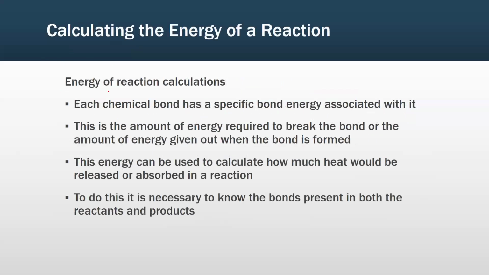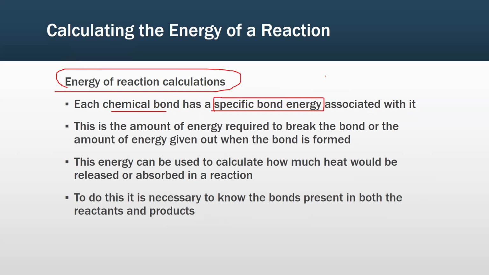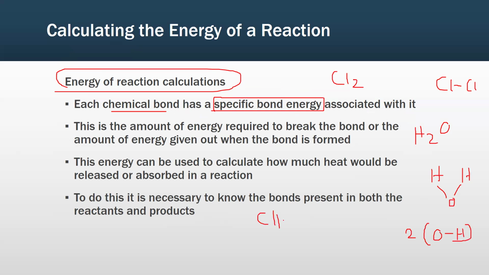So how do we calculate an energy of a reaction? Each chemical bond has a specific bond energy associated with it. ठीक है, for example, chlorine has which bond? Chlorine bond है. For example, अब एक molecule है H2O. अब H2O के अंदर what do you have? You have two OH bonds. For example, एक molecule है CH4.